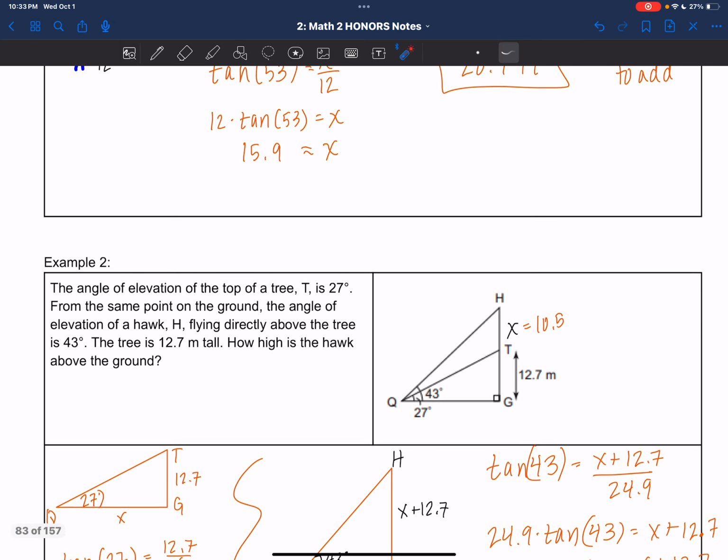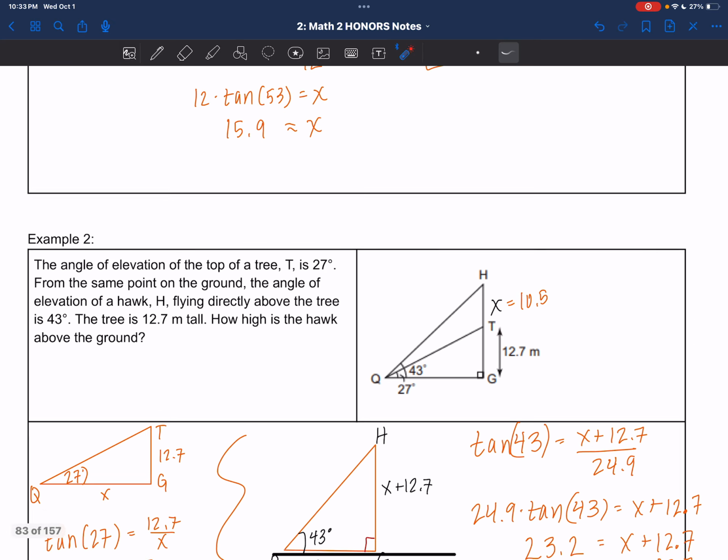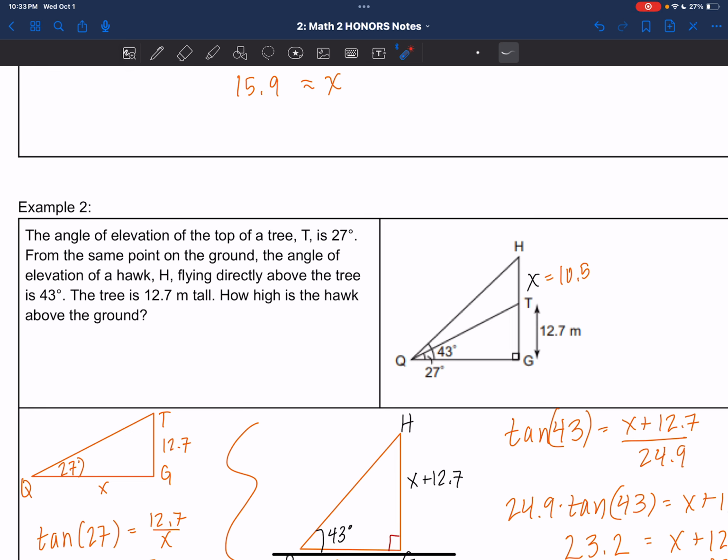All right, so now let's do this one. For this one, the angle of elevation to the top of the tree, so you've got a tree right here, is 27 degrees. From the same point on the ground, the angle of elevation to the hawk, so the hawk is up here, is 43 degrees. The tree is 12.7 meters tall. We want to know how high up is the hawk. So we have to figure out this plus that will give us the total.